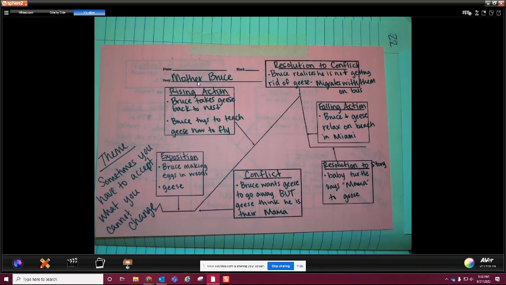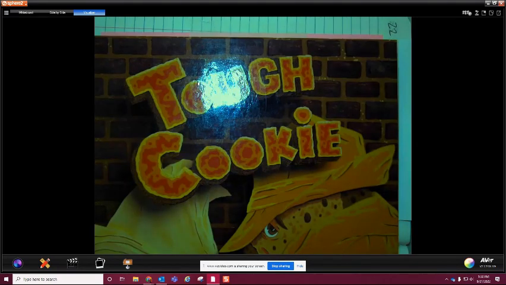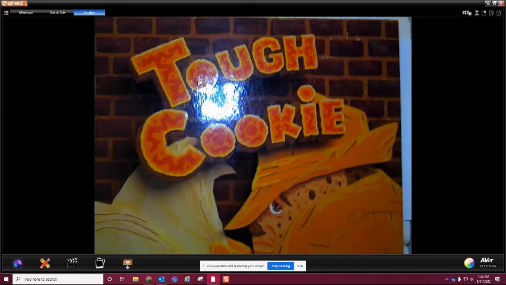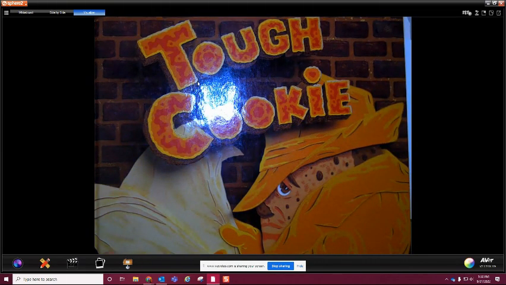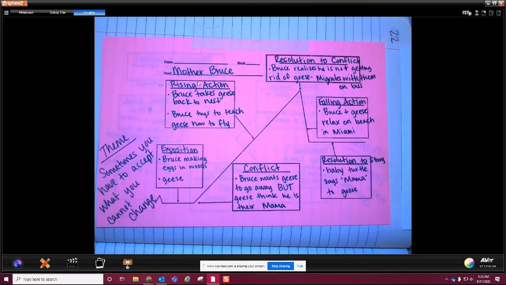The other book that we have read, and this is actually the one we're doing the plot chart on today, is Tough Cookie. So it's on this one. It was something that I read to you guys in class as well. So we're going to take that story apart, and we're going to put it in the plot chart. Okay. So I know that you do not have your notebook, and that's all right. If you don't have it, we're going to do it on a separate sheet of paper. So you do need to have a piece of paper that you're going to write on, and then when you get back to school, you're going to put it into your notebook.